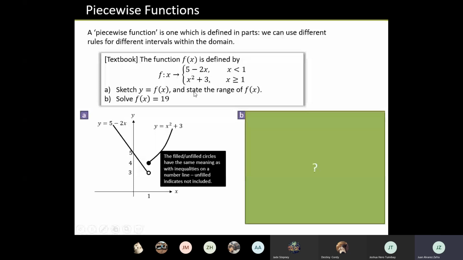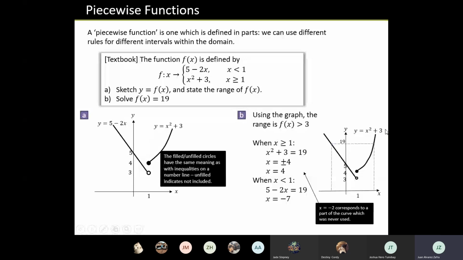And then state the range of f of x, where we can see that the range is going to be all values greater than 3, it looks like here. Okay. And then solve f of x equals 19. We draw y equals 19 up here. And then if we solve x squared plus 3 equals 19, it has two solutions, but only one of them is valid because we could only use the formula x squared plus 3 for x greater than or equal to 1.